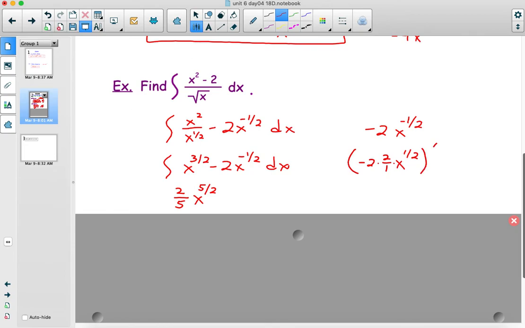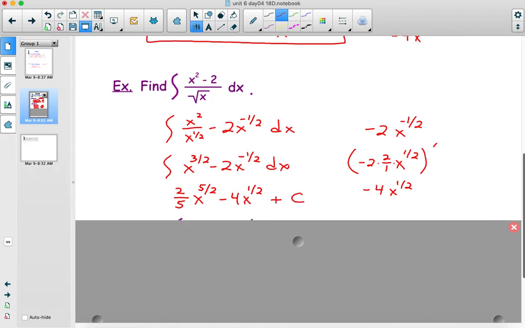Now let's see what happens here. When I take the derivative of this, it's going to be 1/2 times negative 4, which gives me a negative 2. And then I subtract 1 from the exponent, I get x to the negative 1/2. So this is negative 4x to the 1/2 power. So minus 4x to the 1/2, and plus any constant. And once again, when you think you're finished, it's always a good idea to take the derivative of your answer and make sure you get what you started with, maybe just in a different form.